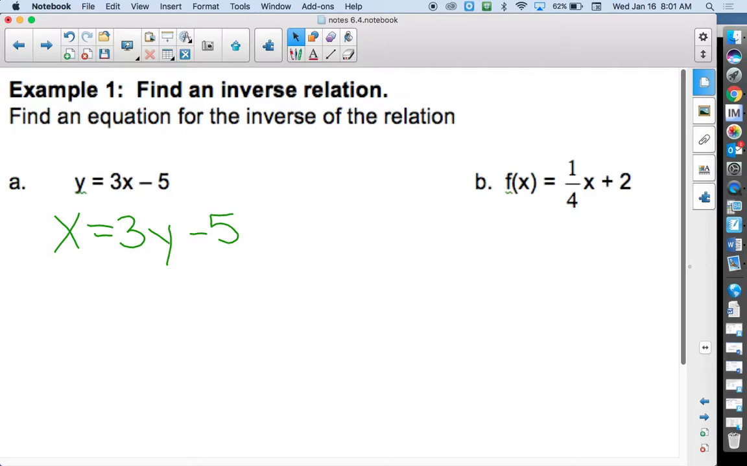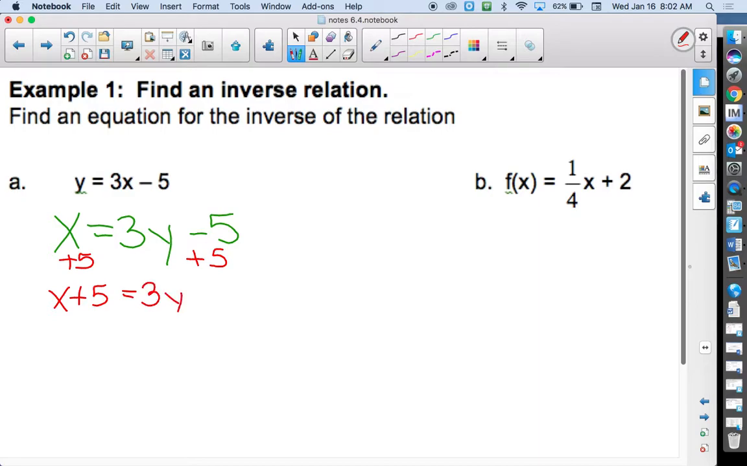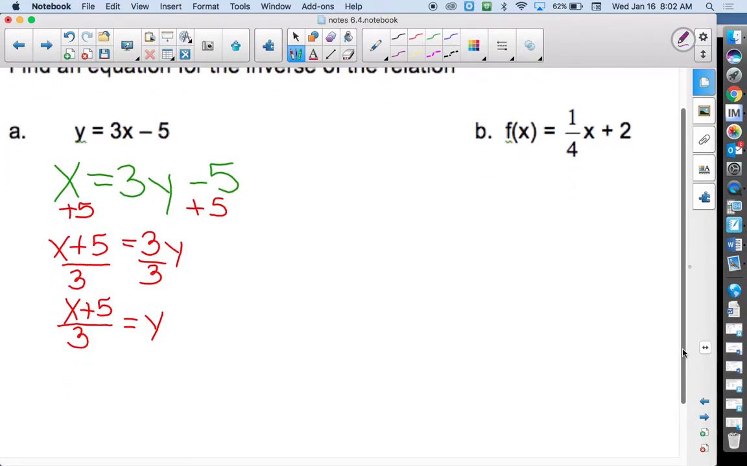So Abby, what would you do first to get y by itself? Yeah, let's take that 5 to the other side. And Abby, what else would you do to get y by itself? Divide by 3. So now we have x plus 5 divided by 3 equals y. So we got y by itself. The last thing to do is to make this inverse notation, which means take this y out and write it as f negative 1 of x.